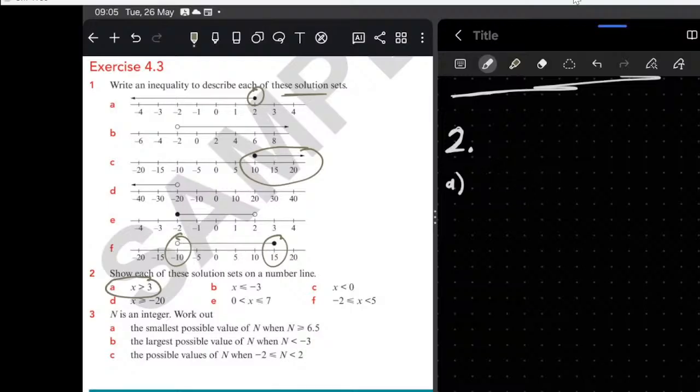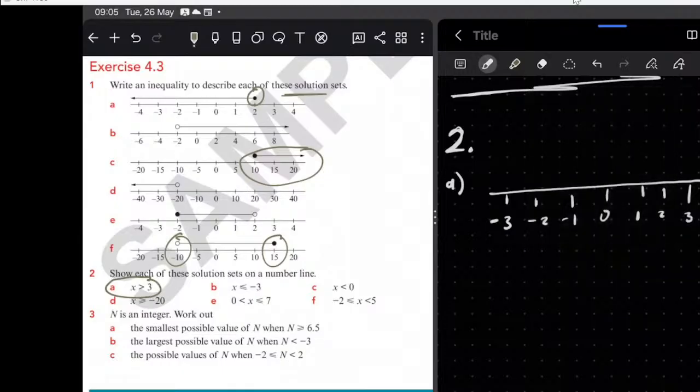So if you're drawing for x greater than 3, you can put like this. Then say negative 3, negative 2, negative 1, 0, 1, 2, 3, 4, 5, 6. We can get up to like 6 because we want x to be greater than. So your arrow is going to be facing the right hand side. So we know that when it's greater than, the arrow is facing the right hand side.